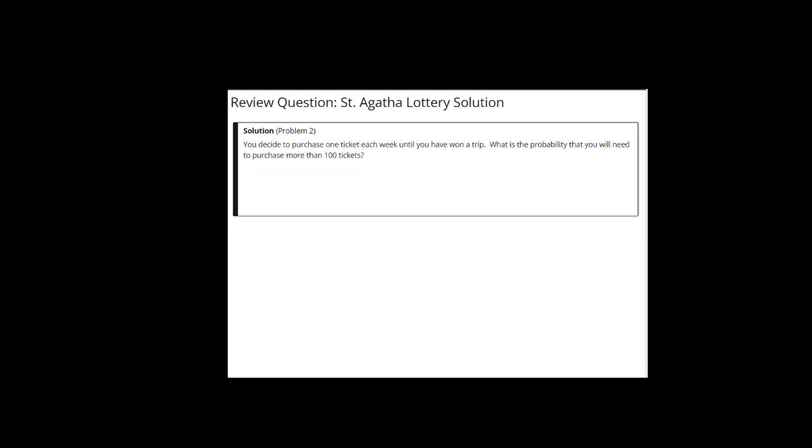You've decided to purchase a ticket every week until you win. What's the probability you'll need to purchase more than 100 tickets? In this case, the number of weeks that you purchase a losing ticket before winning, Y, has a geometric distribution. P is 0.01. We're asked for the probability Y is bigger than 99, the probability you lost, in other words, the first 100 weeks in a row. That is 0.99 raised to the power 100, or somewhere around 0.366.